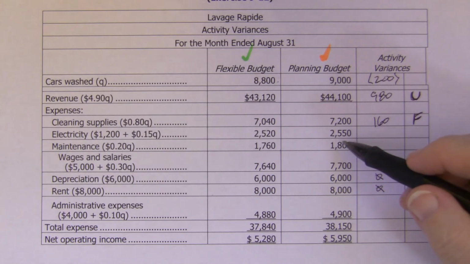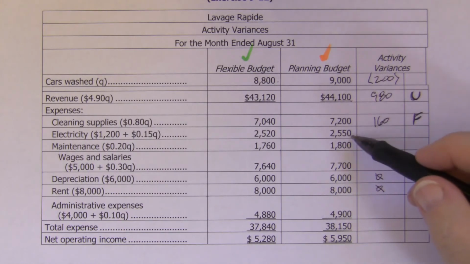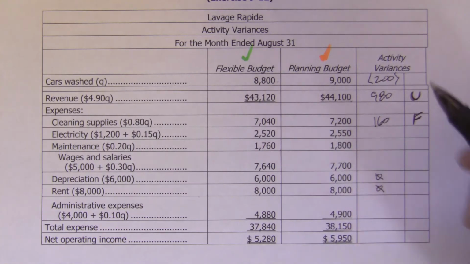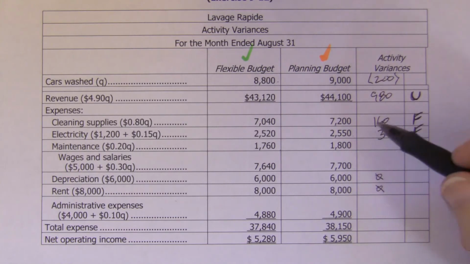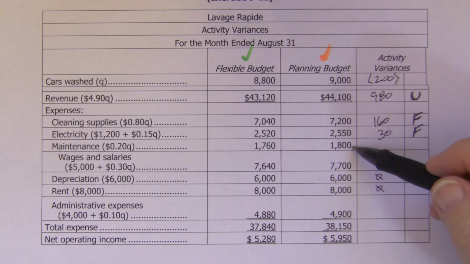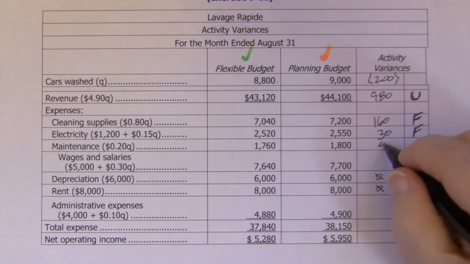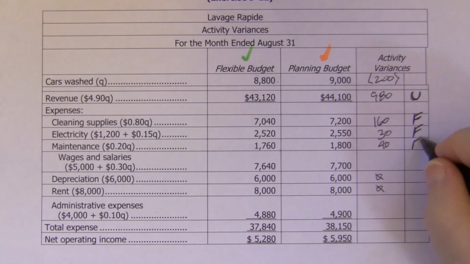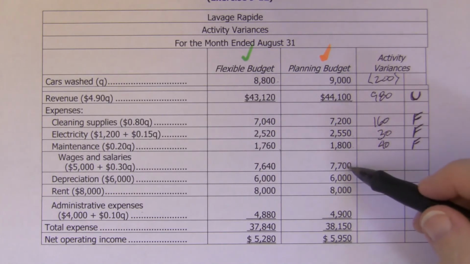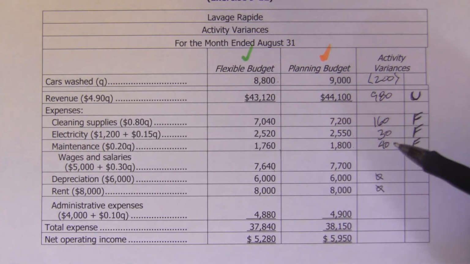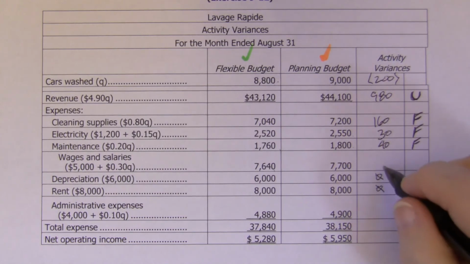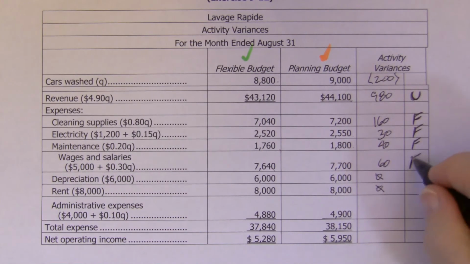Take a look now at electricity, same deal. We expected to spend $25.50, we spent $25.20. We spent $30 less. Favorable variance. Maintenance. We expected to spend $1,800. We spent $1,760. $40 less. That's a favorable variance. Wages and salaries. We expected to spend $7,700. At the new level, we expect to spend $7,640. That's a $60 favorable variance.